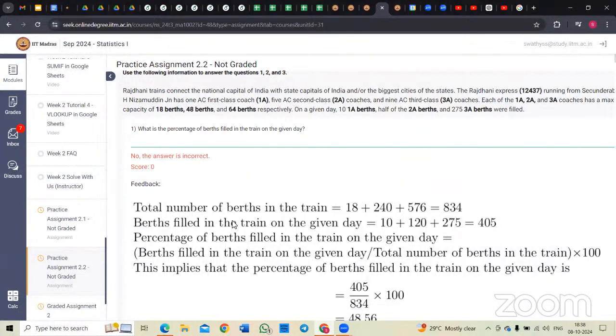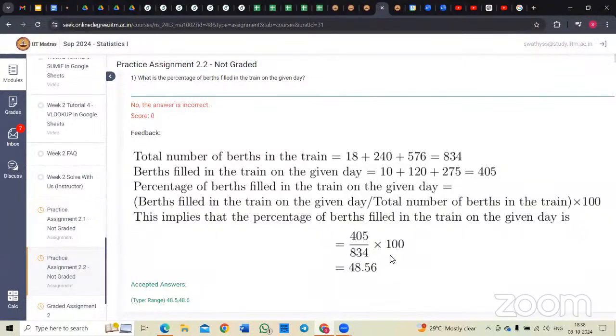Now we are going to find the berths filled in the train. It will be 10 plus half of 2A berths, that is 240 divided by 2, which is 120. And it is given 275 berths were filled in third class, so plus 275. Then the total is 405. Now we have to calculate the percentage. It will be the berths filled divided by the total number of berths into 100, which will be 48.56. That's it. Ma'am, question number 2, 3 also.